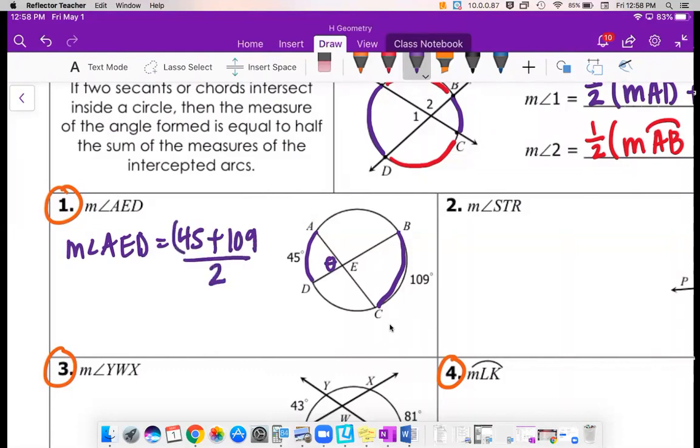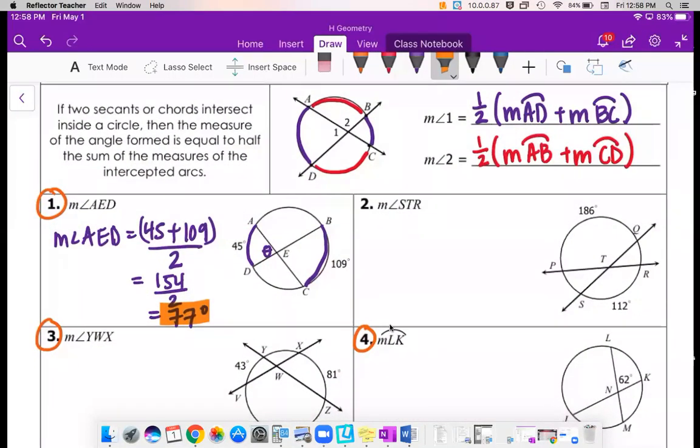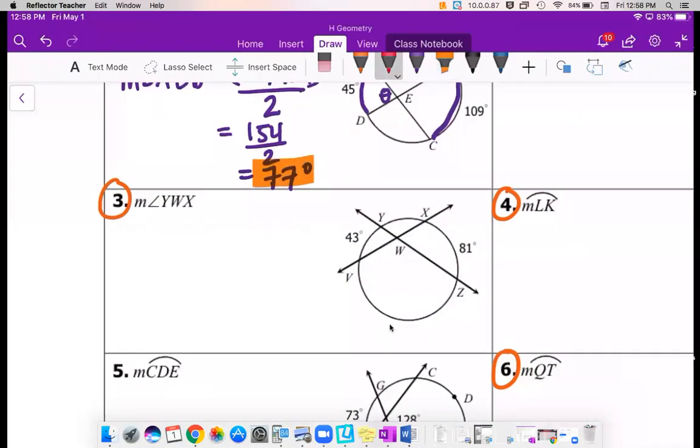If you're going to do this all in one step, just make sure that you put parentheses around that in your calculator. And then I would get that this is 154 divided by 2, and then I would get that it's 77 degrees. So the measure of that angle is 77 degrees. Awesome. Number 2 is the same, so we're going to skip that one.